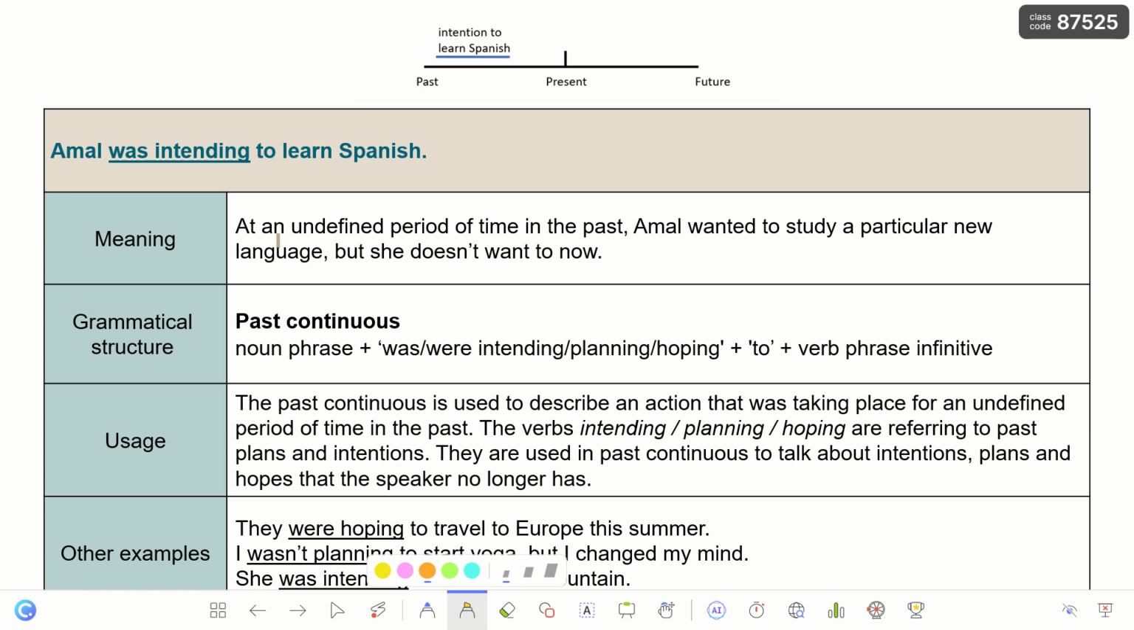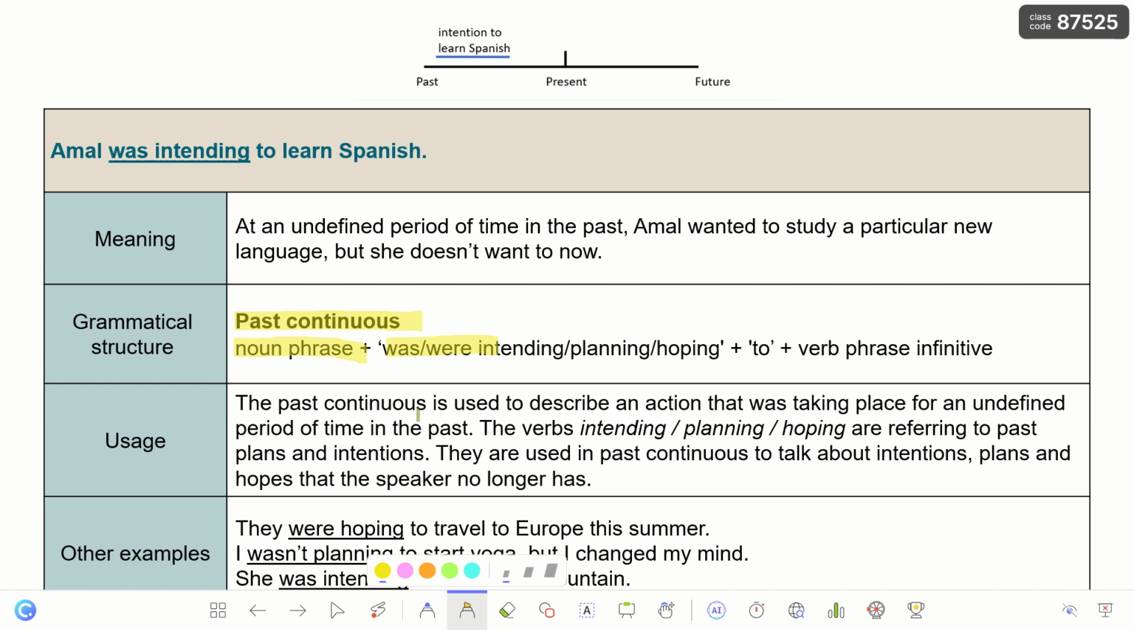That sentence means at an undefined period of time. I don't know when. Amal wanted to study a particular new language, but she doesn't want to now. In the past, she wanted to do that, but not now. What is the grammatical rule for the past continuous? Subject was or were plus what? ing, intending, planning, hoping, plus verb phrase.